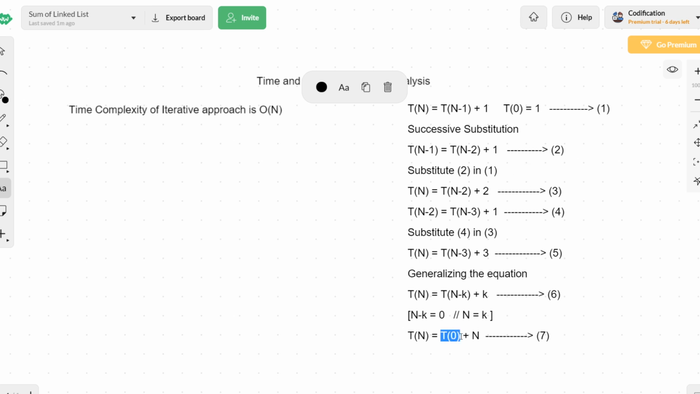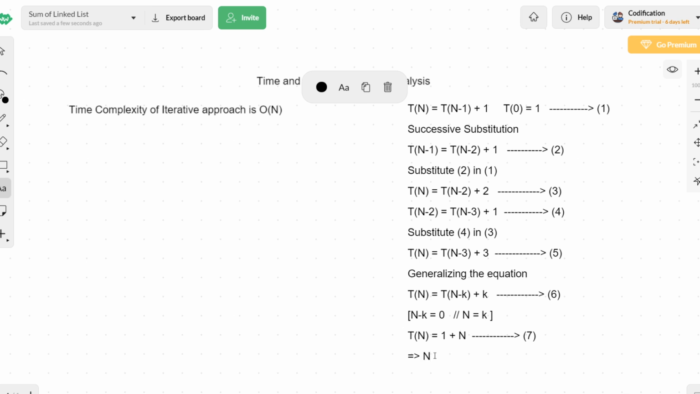So T of n is equal to 1 plus n, which is absolutely a polynomial equation. From this polynomial equation, which term has the highest degree? This n term has the highest degree, power 1. So take only that highest degree part alone, n.